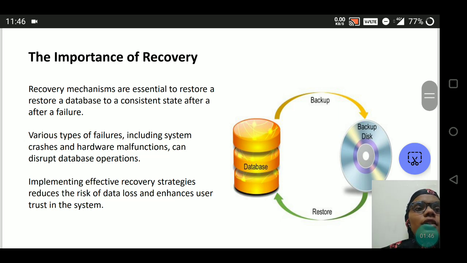So this is the figure. First of all, the database goes to the backup disk, and again this goes to the database. First the backup, and next from the backup disk we take the database, and this is a restore. First we take the database in the backup disk and we can restore it in the database.